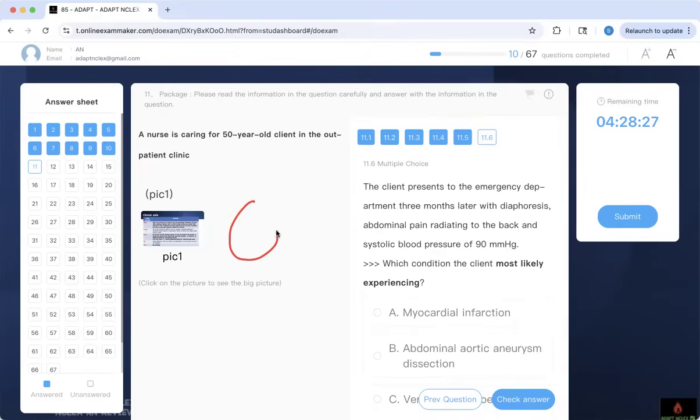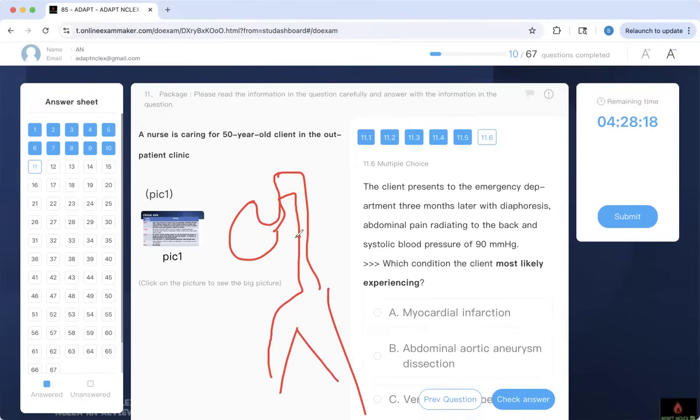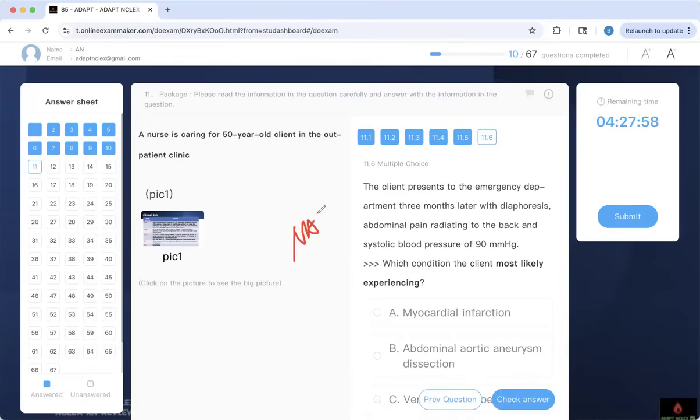If this is your heart, we have the aorta coming down, and you go to your leg. This also is abdominal aortic aneurysm. It's a form of peripheral arterial disease. So this patient now has what? Abdominal pain radiating towards the back, and the systolic blood pressure is 90. This is the AAA rupture. We have AAA rupture. That is the problem.